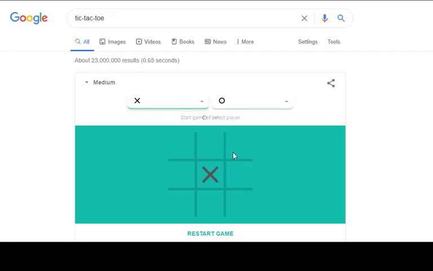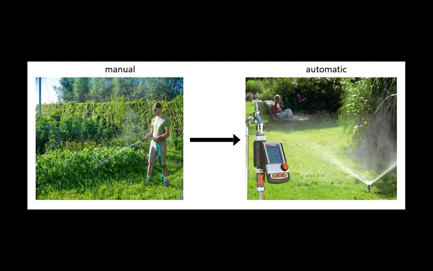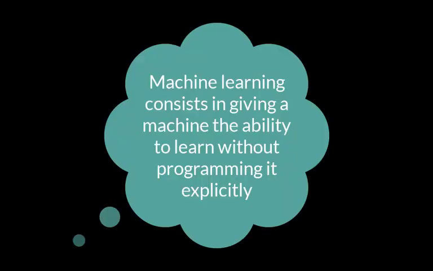For example, as we mentioned in our first video, a tic-tac-toe game only needs a simple program with a limited number of conditions to be created, whereas a program to decide how much water to irrigate a garden, taking into account its area, ambient temperature, humidity, etc., is a delicate and difficult problem to implement without using machine learning. Also in the first video, we saw that machine learning consists in giving a machine the ability to learn without programming it explicitly.